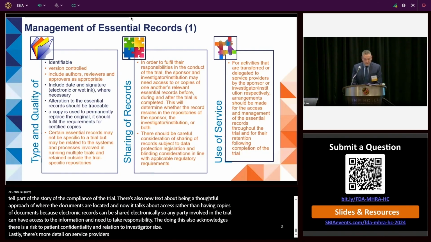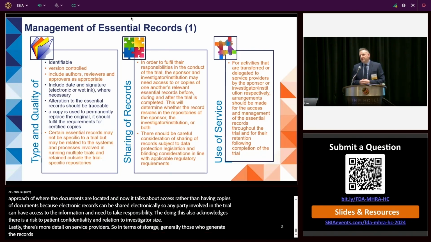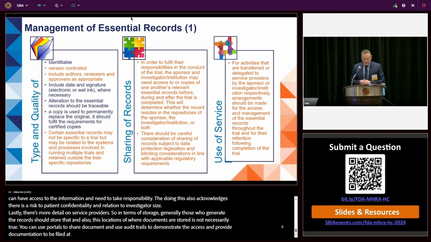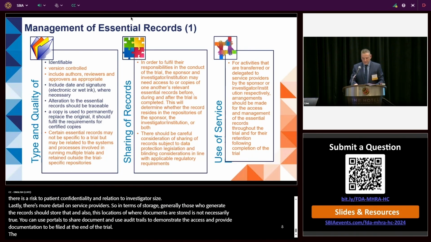So in terms of storage, generally those who generate the record should store that. And also the prescriptive locations of where documents are stored is not necessarily true. We can use portals to share documents and then use audit trails to demonstrate the access and then provide documentation to be filed at the end of the trial. The guidance is updated that some documents may not be in a primary eTMF system. They may actually be held in repositories elsewhere.